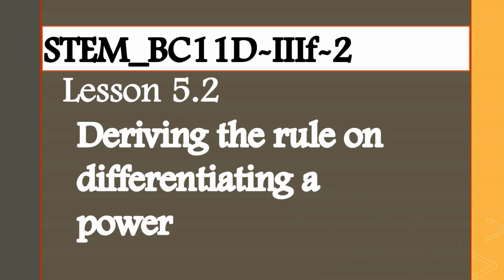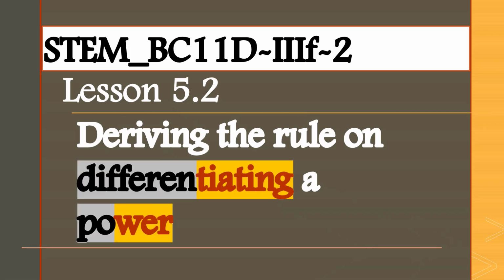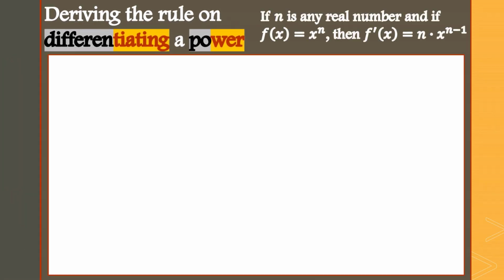Let's derive the rule on differentiating a power. This next rule is known as the rule for the differentiation of a power or an exponentiation, which states that if n is any number and if f of x is equal to x to the power of n, then the first derivative is equal to n, the exponent, times x to the power of n minus 1.